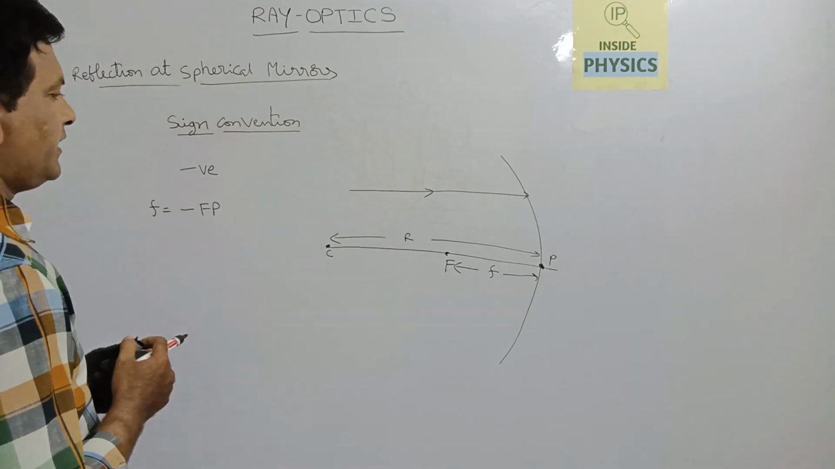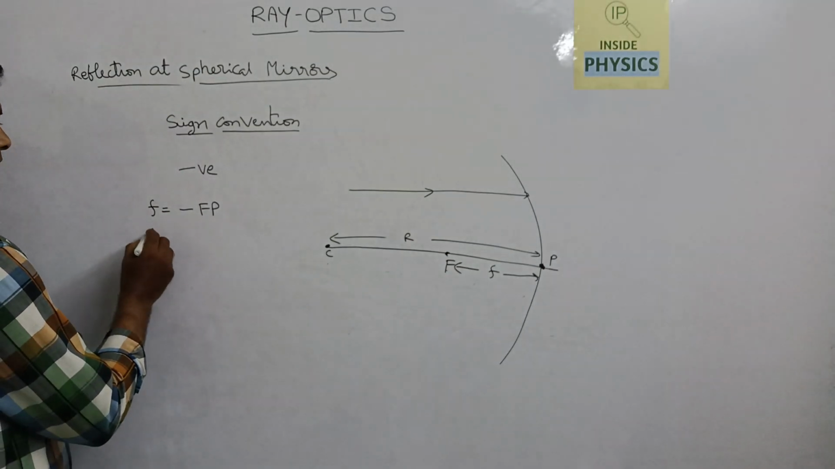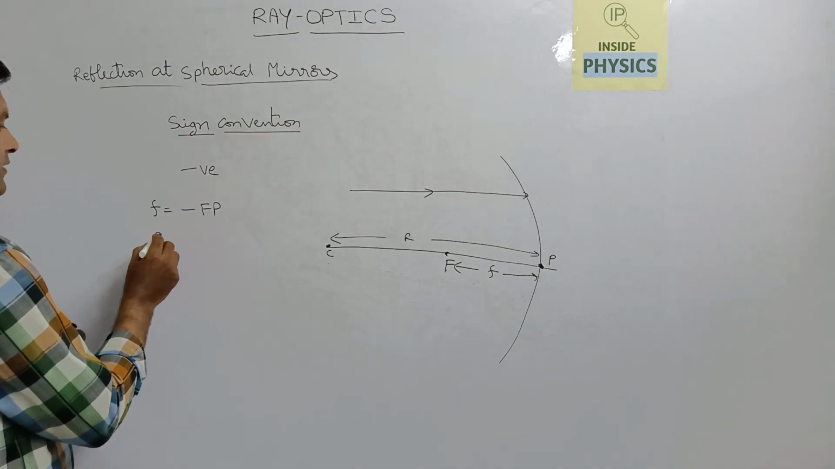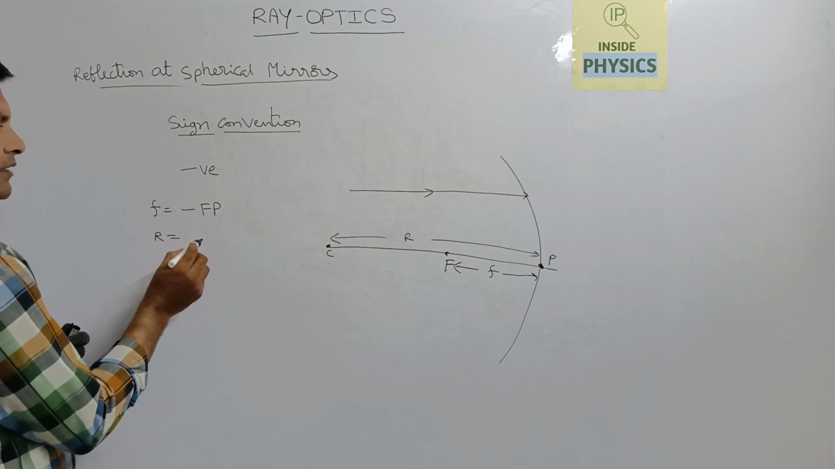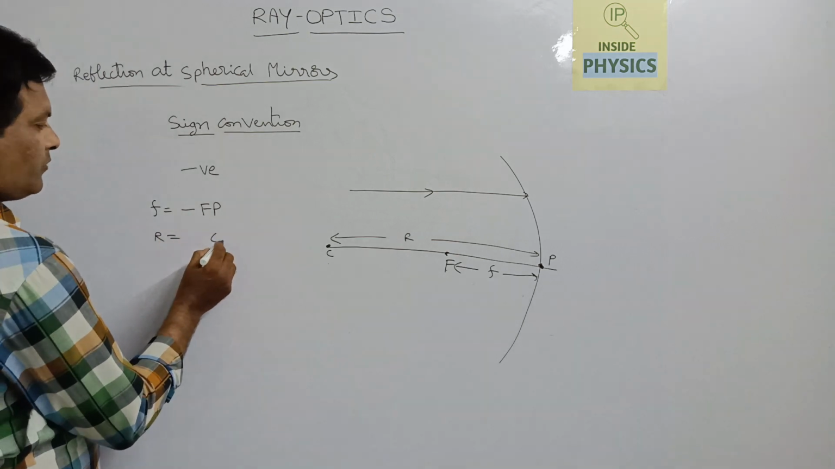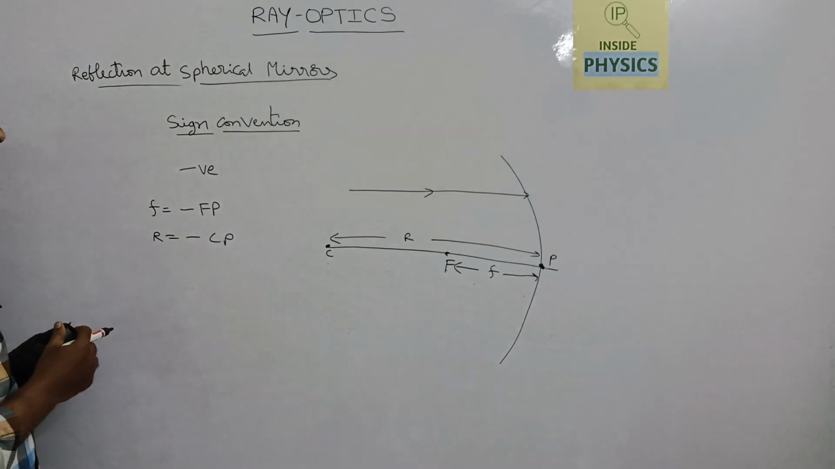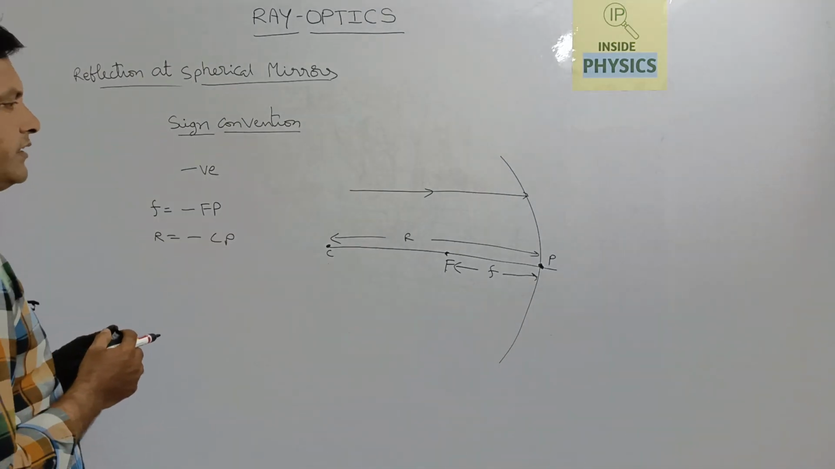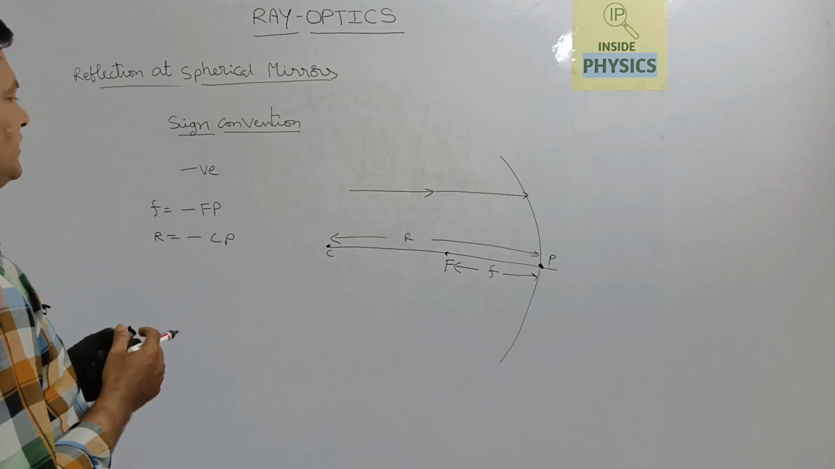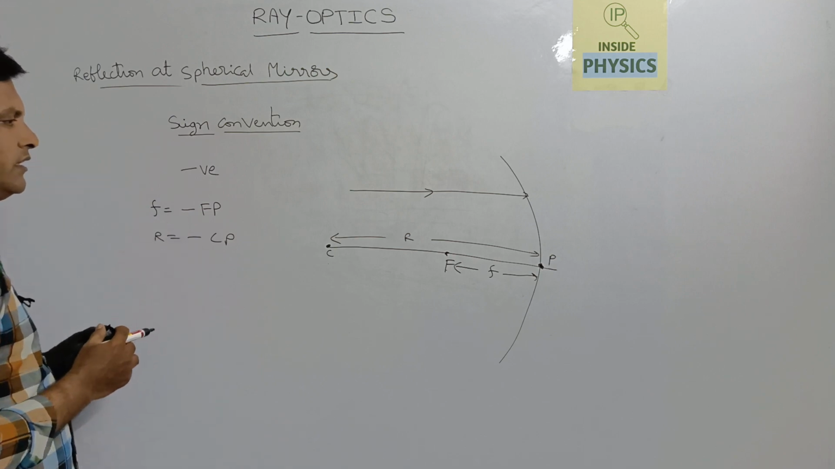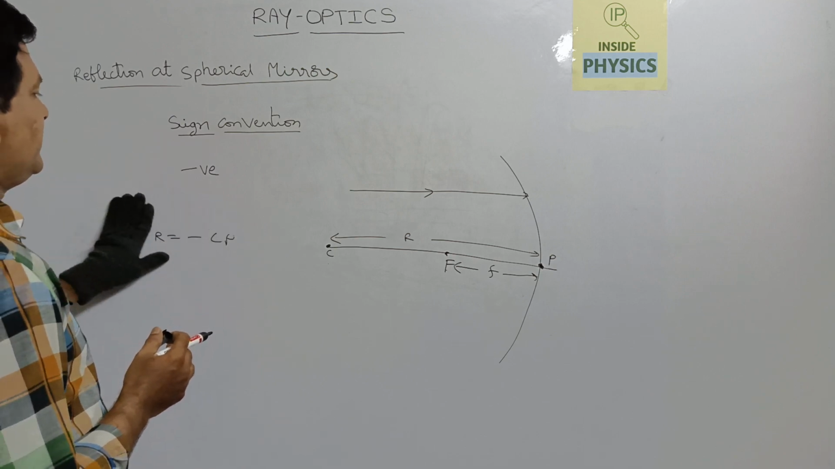Okay, and the same for the radius of curvature CP. Here we also put a negative sign before CP, that is the radius of curvature. And in this way the sign convention is put like this.